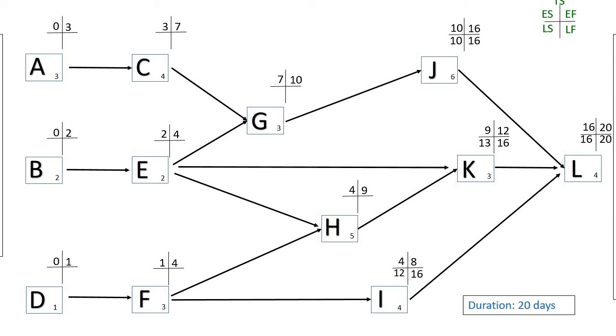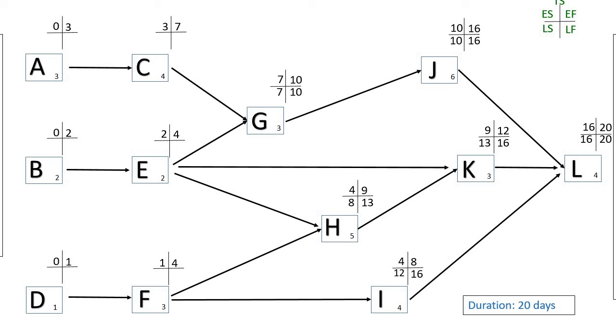G, the late start for J is on day 10, so the late finish for G would be on day 10. 10 minus 3 would give you 7. The late start for K is on day 13, so the late finish for H would be on day 13, so 13 minus 5 would give you 8.